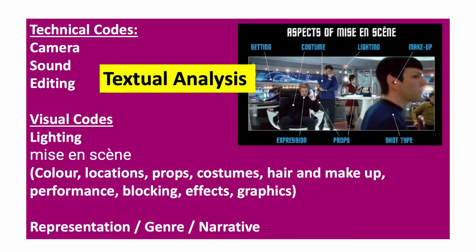So in this video, we're looking at textual analysis using an example of a key scene from Dracula 1958. When doing your textual analysis, you need to analyse the following: technical codes such as the camera work, the sound and the editing. You need to look at the visual codes such as lighting and mise-en-scène, which can cover colour, locations, props, costumes, hair and makeup, performance, blocking of the actors, what effects have been used, if any graphics have been used. Then you also need to analyse representations, analyse the genre and then the narrative.